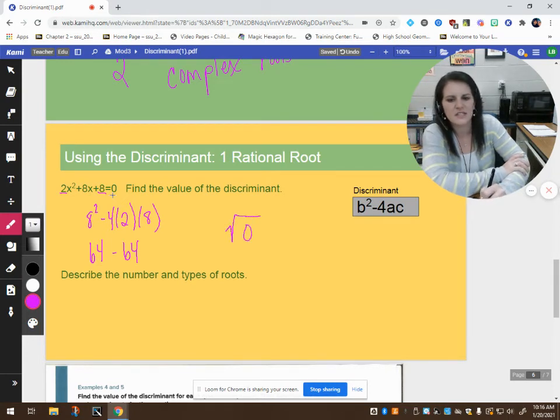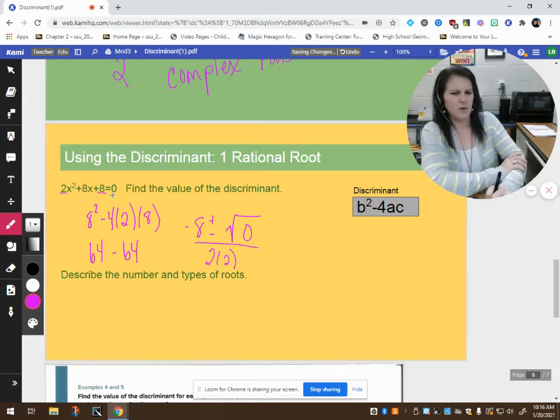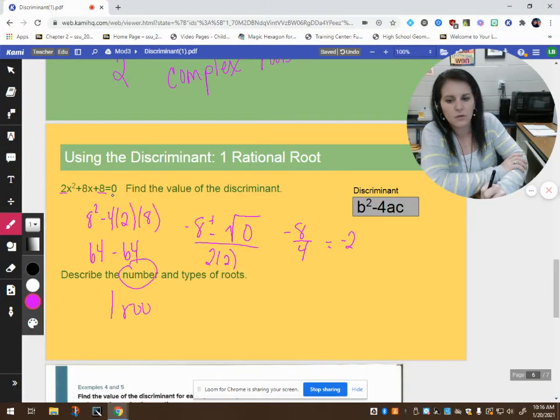So let's think about this. If I plugged it in, it's negative b plus or minus the square root of b squared minus 4ac, all over 2a. Okay, so square root of 0, there's nothing to it. It's gone. So I end up with negative 8 over 4. How many roots is that going to give me? It's only going to give me 1 root. So I have 1 root.